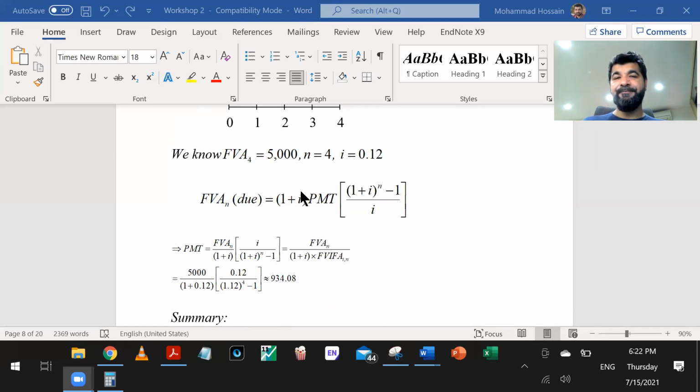1 plus i is 0.12 percent, and n is given as 4. That's it. Now you can get it, so it's $934. You have to pay $934. Or you can use this: look at it this way, the future value interest annuity table, you can get the figure from table 2.